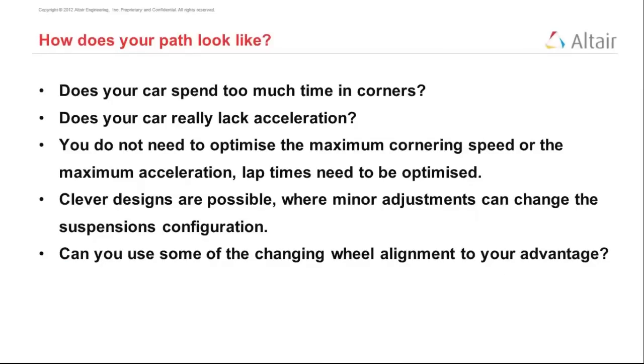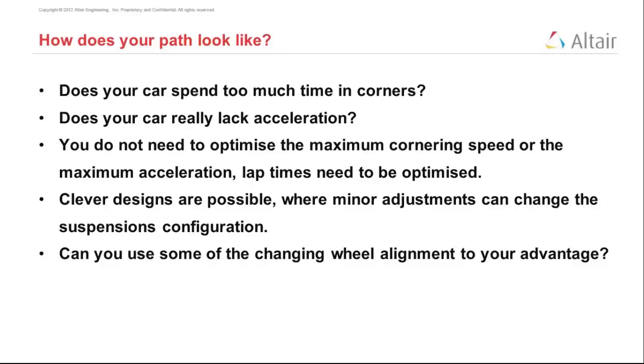What does the path look like? Does your car spend more time in corners? Does your car lack acceleration? Maybe you have an underpowered engine and you want to make up for it by having a suspension that is closer to type 1. So you will have more power in the straights, but at the cost of corners. Do you need to optimize maximum cornering speed or the maximum acceleration? You don't. What you need to do is maximize your lap time. If you maximize your lap time, you will maximize the amount of points at the competition, and hence you will reach some middle ground between acceleration and cornering speed, and that will be where you want your car to be.